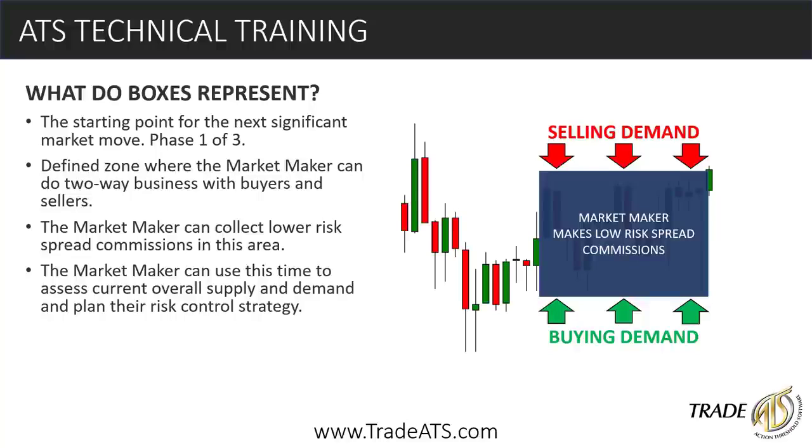So when we exit that box, the market maker can use that phase 2, the expansion phase, to adjust their risk in their overall book of business in preparation for the next market move to higher or lower prices.